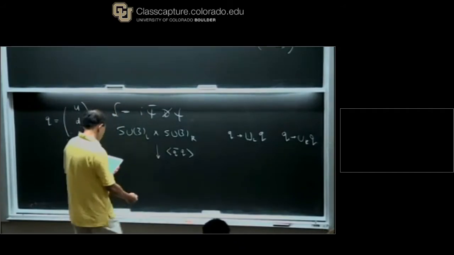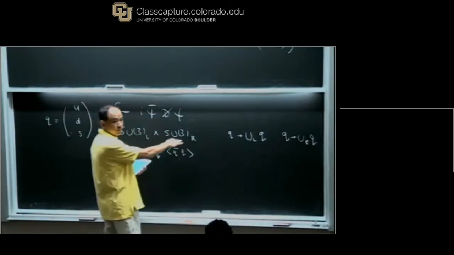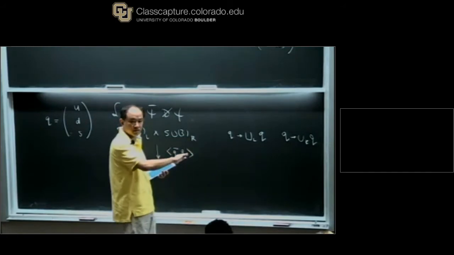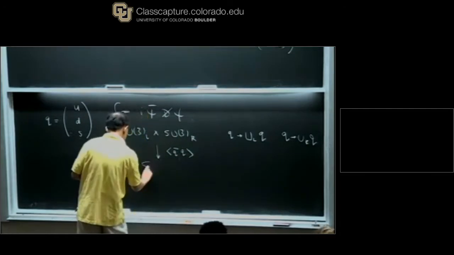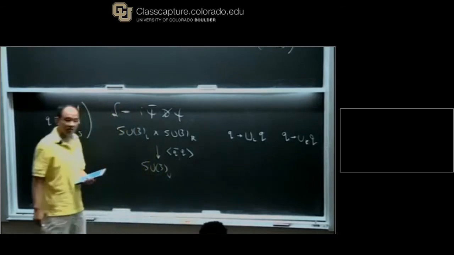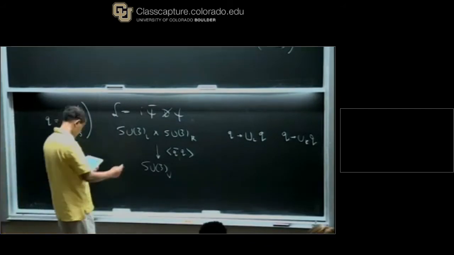So then with this getting a VEV, this breaks this symmetry. Okay, because left and right cannot rotate independently. This breaks this symmetry to its diagonal subgroup. Okay. Maybe we can call this vector if you want. Okay. Is this okay? So that's the symmetry breaking pattern.